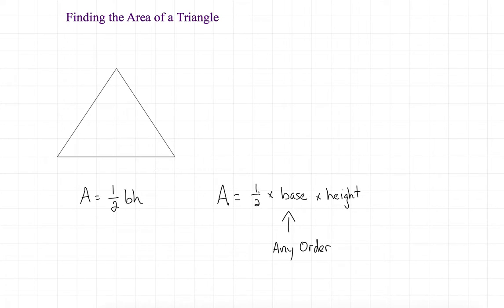Now notice I'm multiplying three numbers here. I'm multiplying the 1/2 times whatever the base is times whatever the height is. And I can do these three things in any order I want to. All right? So let's look at this problem up here.